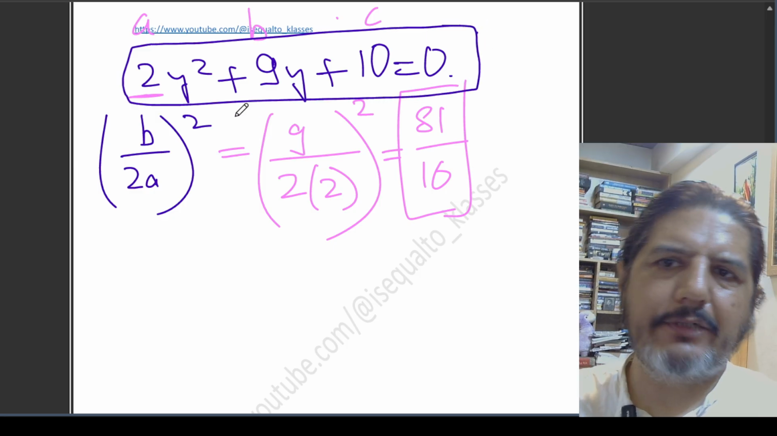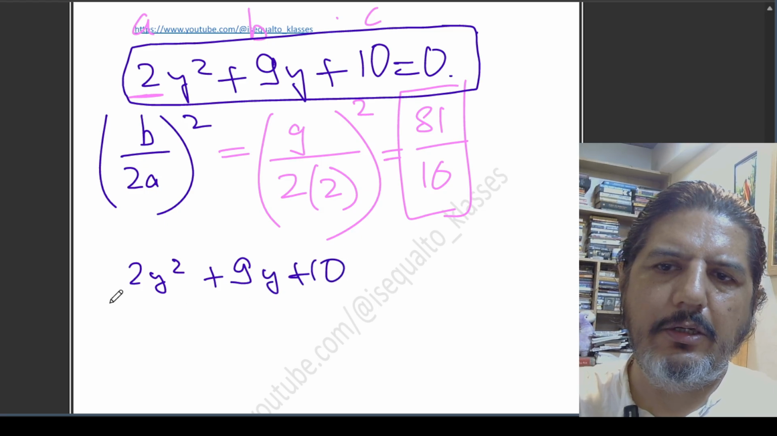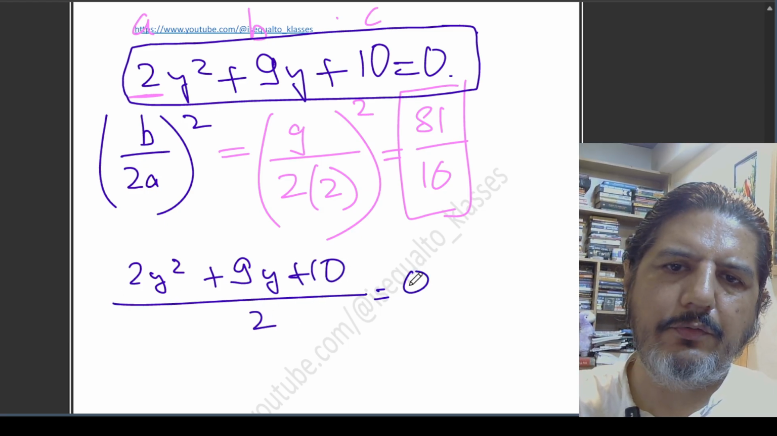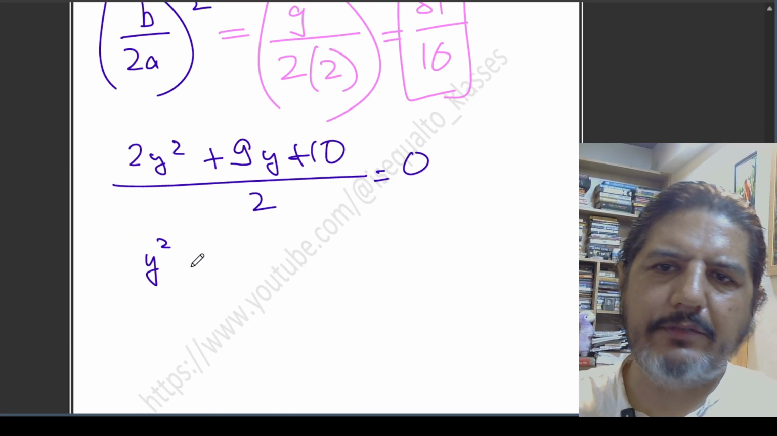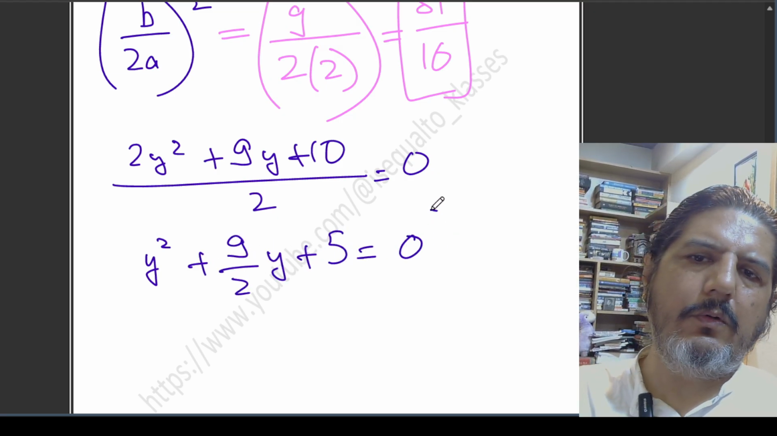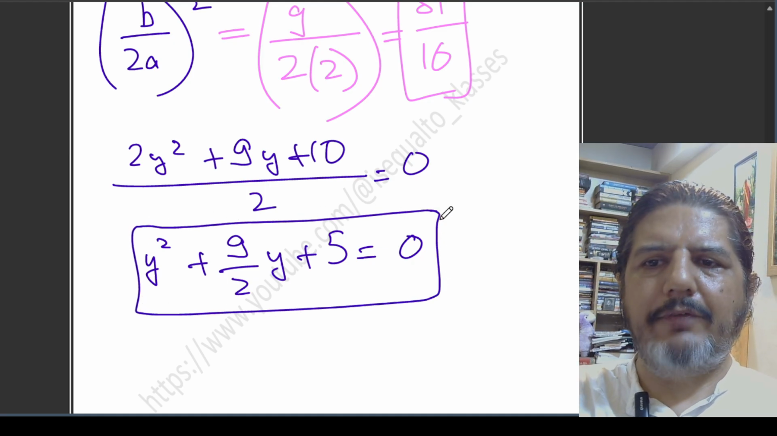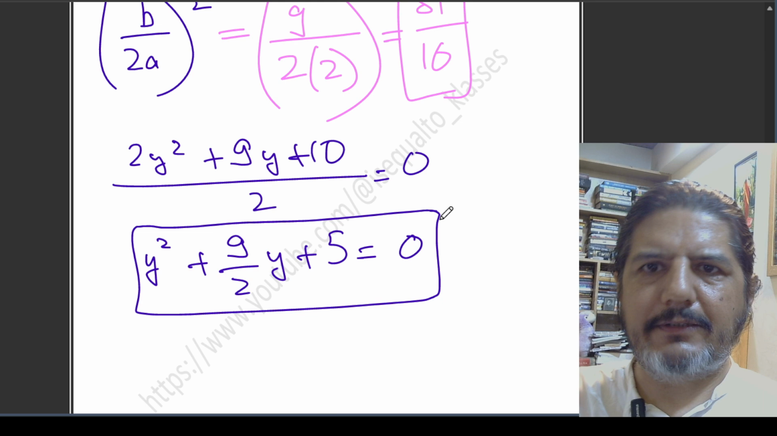I divide both sides of the equation by 2. So (2y² + 9y + 10) upon 2 is equal to 0. This would be equal to y² + (9/2)y + 5 = 0. Now, this is what I wanted. My coefficient of y² should be equal to 1 before I start the process.